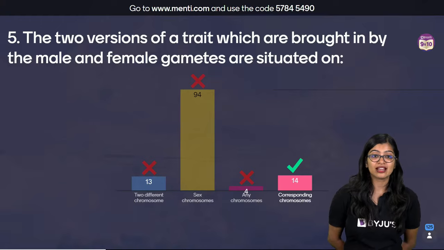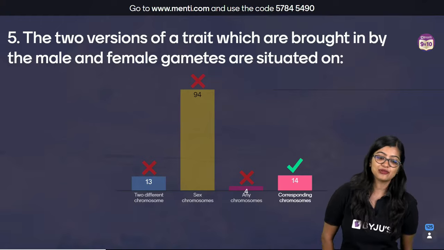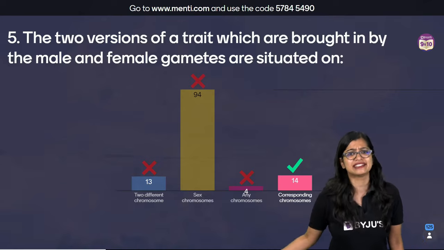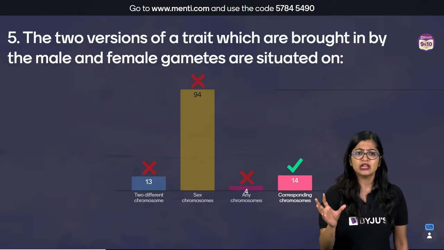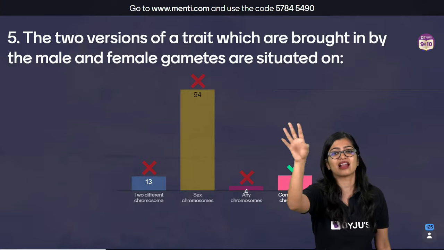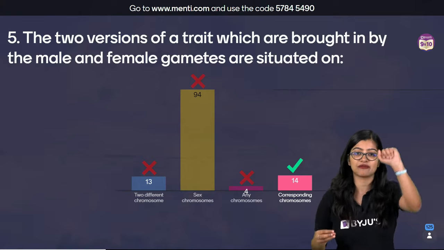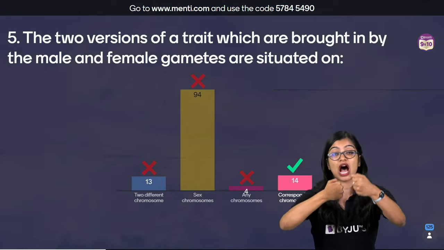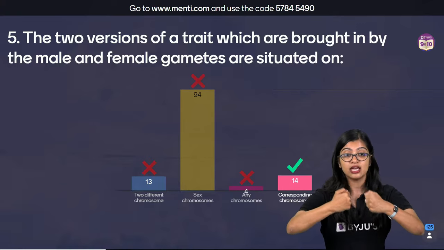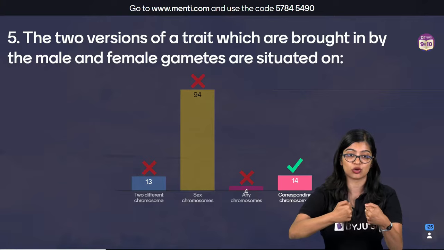Yes, so see, this was a very tricky question. They have told you two versions of any trait. They didn't tell you that it was male or female or anything. They said any two traits, hair color, eye color, whatever it may be, right? Any two traits, one comes from father, one comes from mother. And I told you that these pairs of chromosomes are based on shape and size. So these are corresponding chromosomes, or they are homologous chromosomes, right?